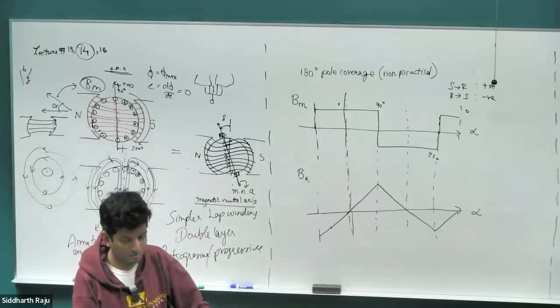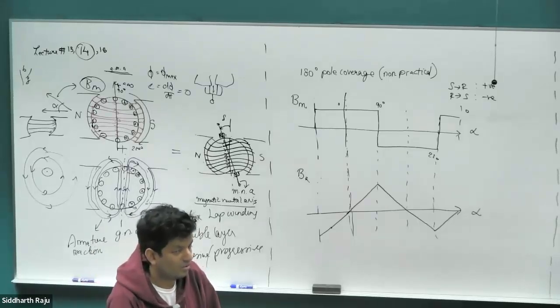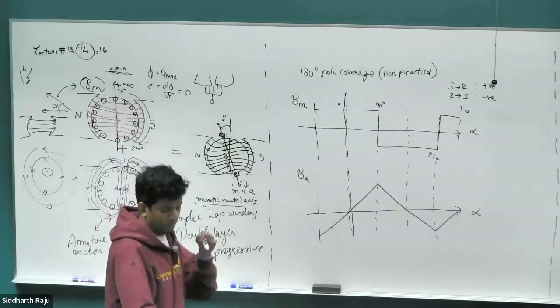Yep, Thomas. Why are we not doing the cosine alpha anymore? What was it? Why are we doing what? Cosine alpha? Like, why is it not a cosine alpha? Oh, that's a very good question.